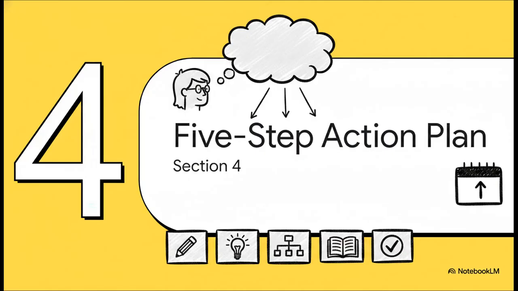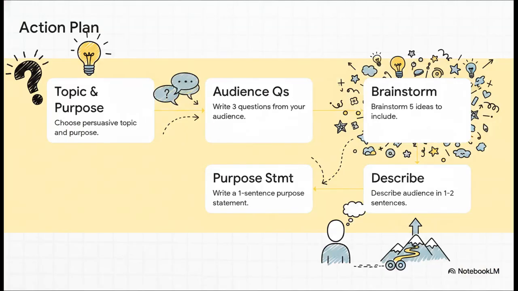Which brings us to section 4, your 5-step action plan. All right, 8th graders, let's shift gears and talk directly about your actual homework assignment. And this brilliantly illustrates the exact chronological checklist you need to build your personal map for your persuasive paragraph draft.